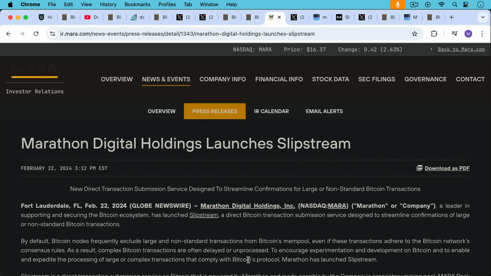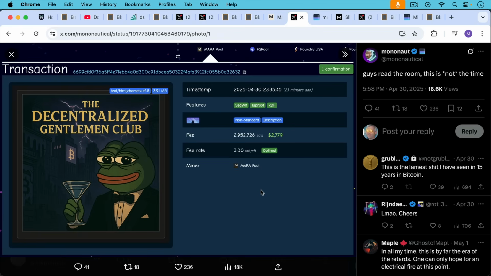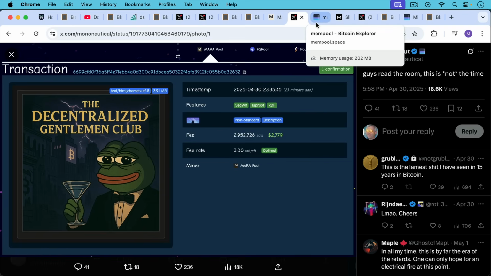To encourage experimentation and development on Bitcoin and to make us more money, what we're going to do is put garbage in the chain like this for a fee, where someone paid almost $3,000 to have this frog put in the block. And it took up almost the whole block, 3.91 megabytes, and the maximum size is 4 megabytes. So this is the kind of garbage you can put in a block using Slipstream. I don't really want to advertise their service.